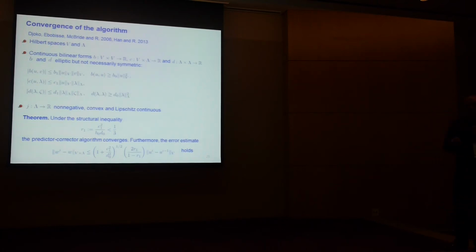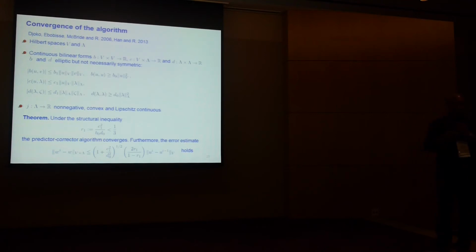Does all of that converge? The answer is yes. And again, under certain conditions on the B, C, and D, the three bilinear forms that make up the big one, one finds in the proof a combination of terms of this formula that tell you something about how B, C, and D are bounded either below or above. If that is less than a third, then the algorithm converges.